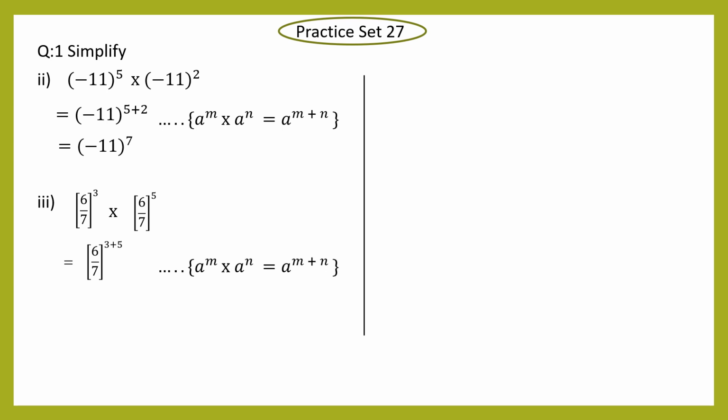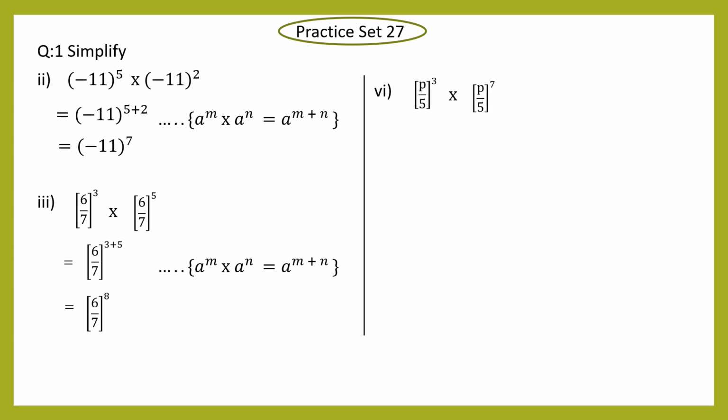Law of indices applicable is a raised to m into a raised to n is equal to a raised to m plus n. That is, in between we have a multiplication sign, so the powers will be added. 3 plus 5 is 8. So the answer will be 6 upon 7 raised to 8. Let's go to the next question.